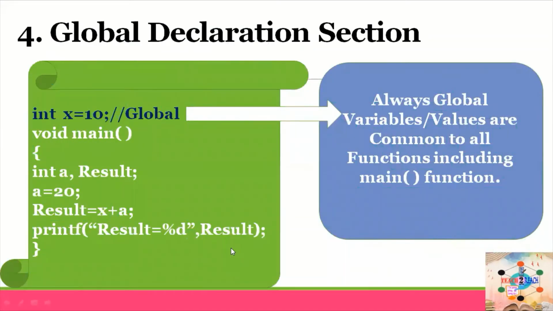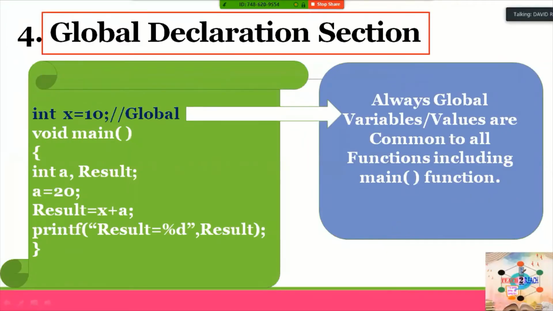Then coming to the fourth section, that is called the global variable or global declaration section, which is used to declare and define different global variables. To declare and define global variables, these variables need to be written before the main function. Whatever variables are declared and defined before the main function are called global variables. These global variables are always common to all functions, including the main function.